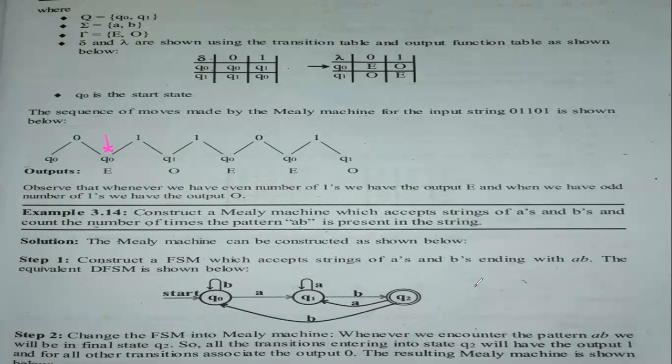See, if it is like AB, AB, BB, AB, and this is the string to be accepted, just observe first what we are having. So you'll be here.